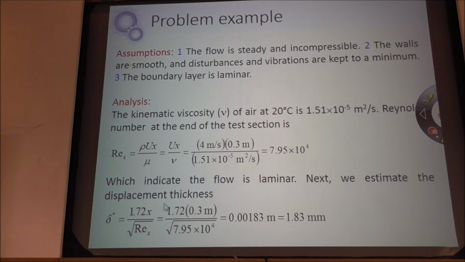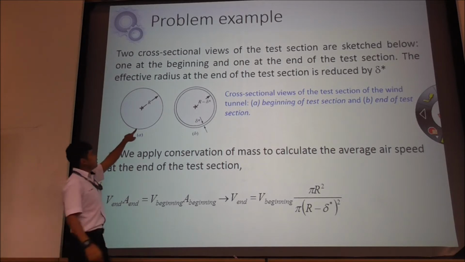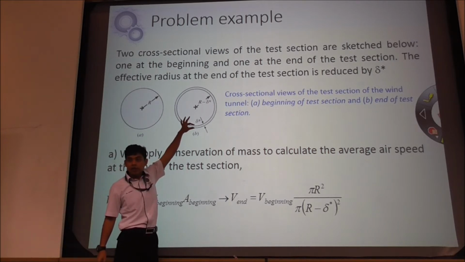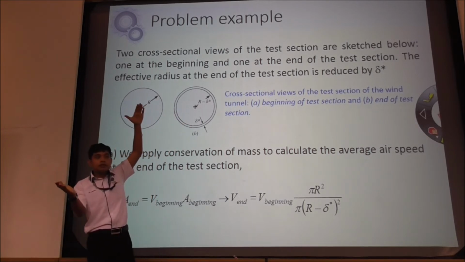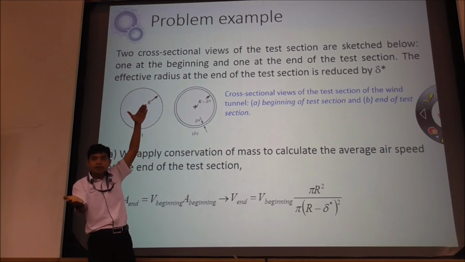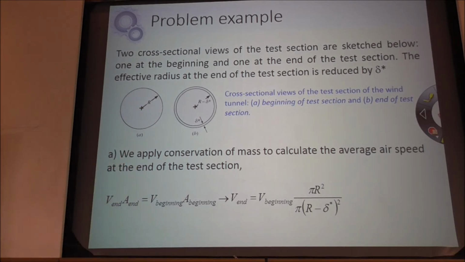Okay, any question about that? So you need to make it bigger because otherwise at the inlet it looks like this, at the outlet because of this delta it will look like the diameter is smaller. So if you want to maintain it, you need to make it a little bit bigger. Okay.